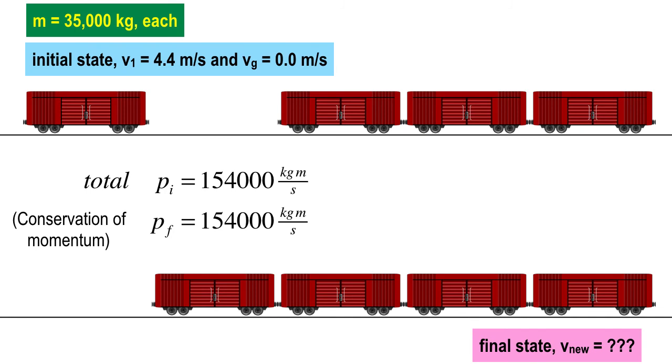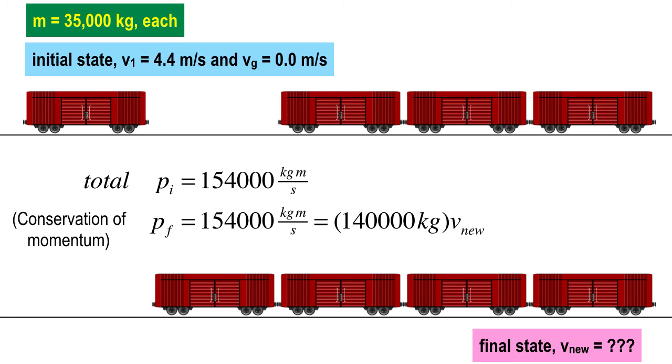Now, the other thing that we've got is just the definition of momentum, MV. So what is that? Well, it's four of those 35,000 kilogram boxcars. So four times 35,000 is 140,000 kilograms times the new speed. Now we don't know what the new speed is. That's what we want to get. But you can see now, hopefully, that we've got every number in there except for V new. We've got 154,000 right here, and we've got 140,000 here.